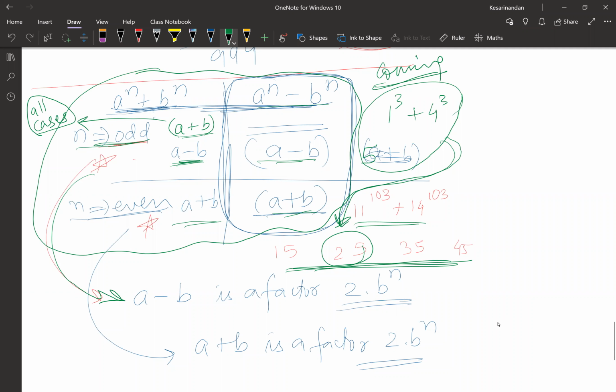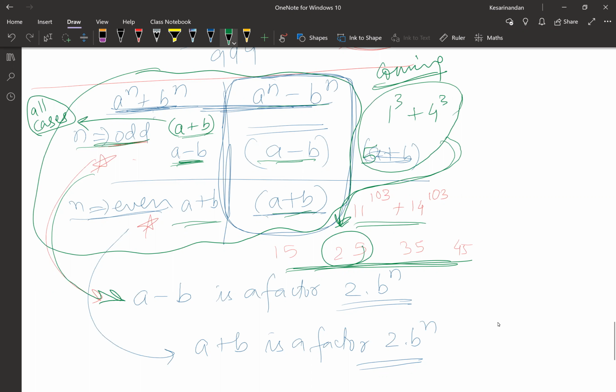Kesari, one doubt I have here. In the second case where a minus b is a factor of 2 into b power n, let's consider the example we used, 14 power 103. How do we find out if a minus b is a factor or not? That's the limitation of a formula. Like I had mentioned, every formula has a limitation. This formula will modify a question into something different, and that's a lot of confusion. That's why I said I do not use these formulas generally, and gave them for reference.